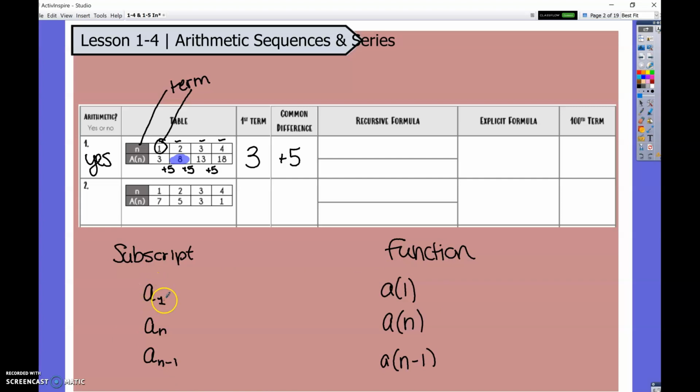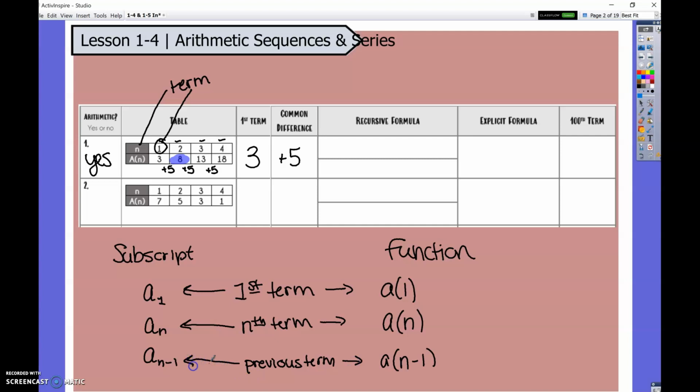A sub 1 or A of 1, they both mean the same thing. This will both represent what we call our first term. Kind of just a mathy way to write, hey, this is my first term. We use these notations. A sub n or A of n is the nth term. Any term you could represent it as. So it could be the 5th term, the 22nd term, you name it. Now, A sub n minus 1 or A of n minus 1, that would be the previous term. We use this a lot with recursive because it does build on the previous term.